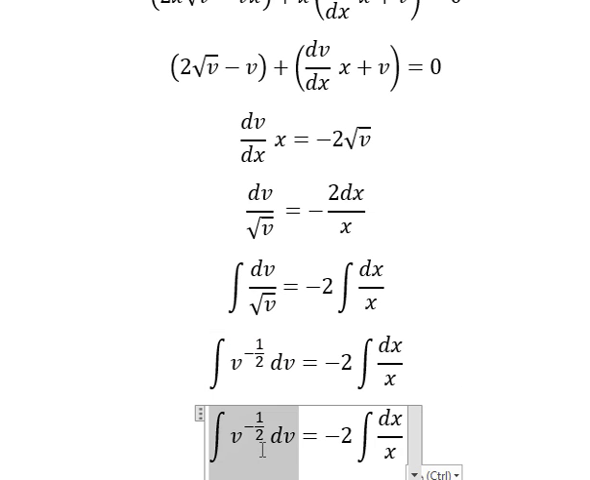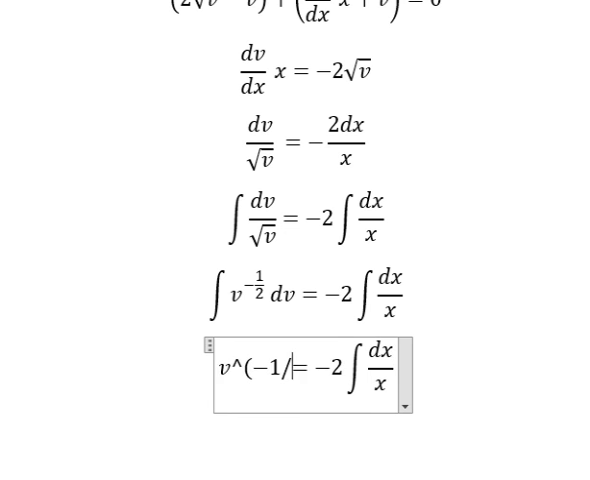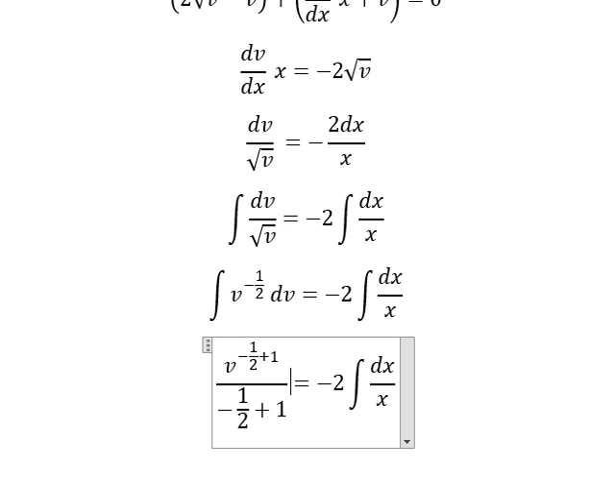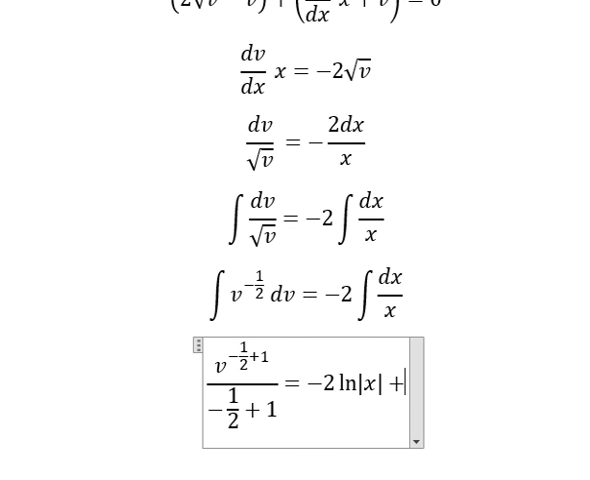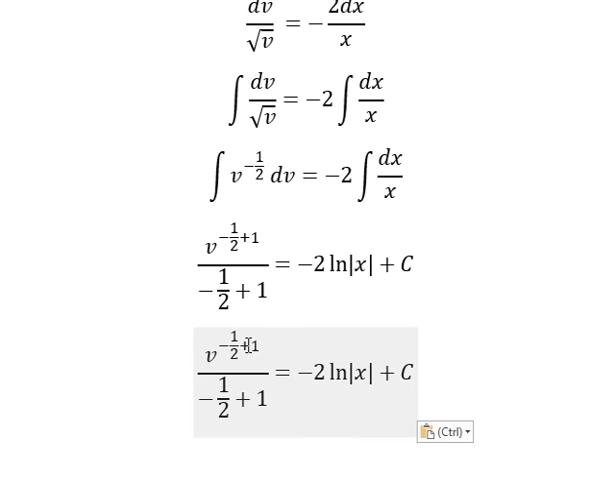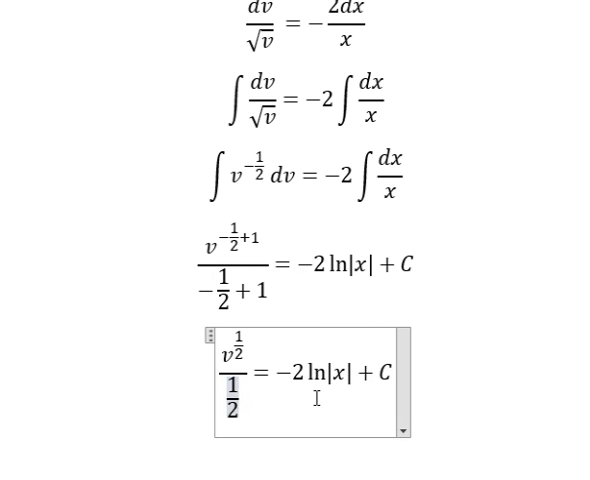The integration of this one we have v to the power of negative 1 over 2 plus 1, over negative 1 over 2 plus 1. This one we have ln of the absolute value of x, and I will put plus c. This one we have positive 1 over 2. This one we have positive 1 over 2.